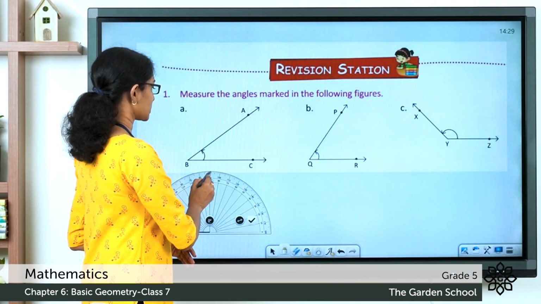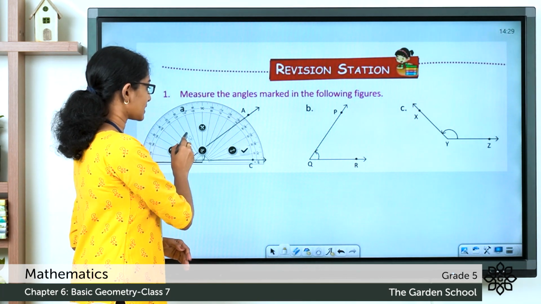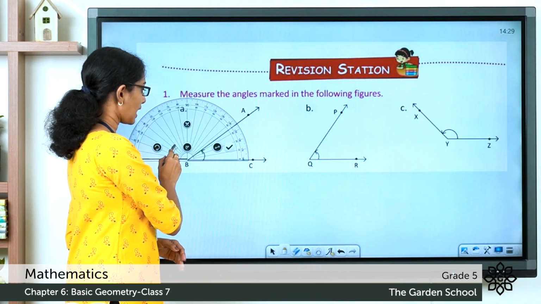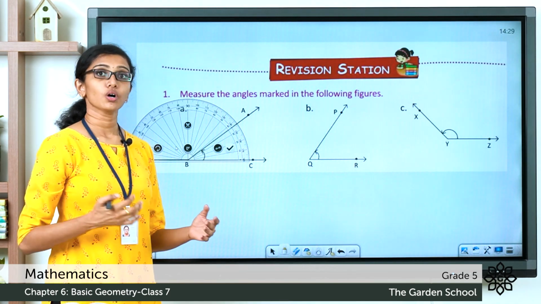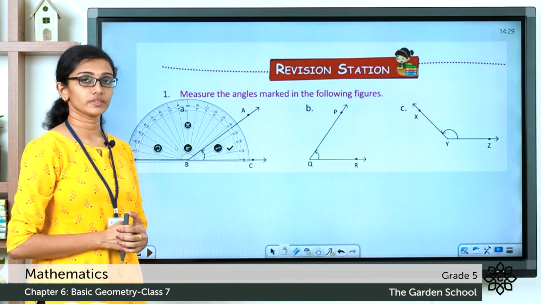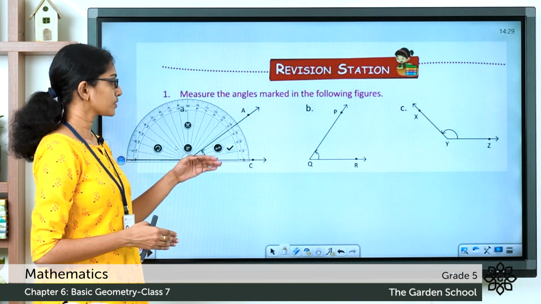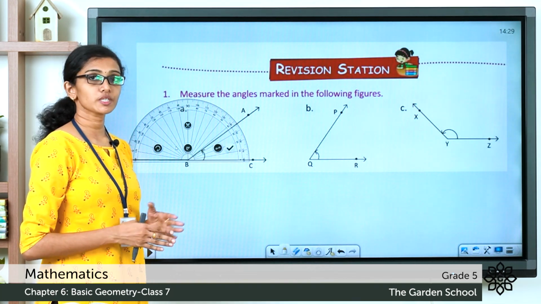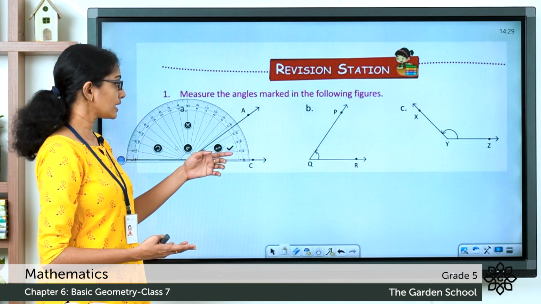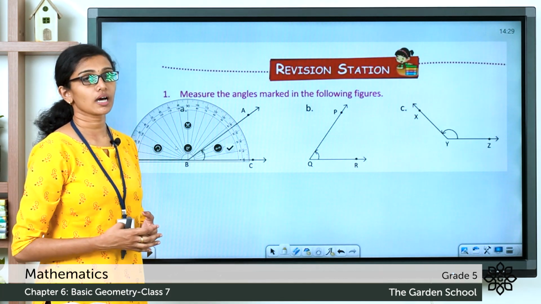First, place the protractor so that the baseline coincides with the lower arm and the center of the protractor coincides with the vertex of the angle. And you have to start counting from the 0 degree, and if the lower arm is pointed towards the right, you have to use the inner scale, otherwise you have to use the outer scale.